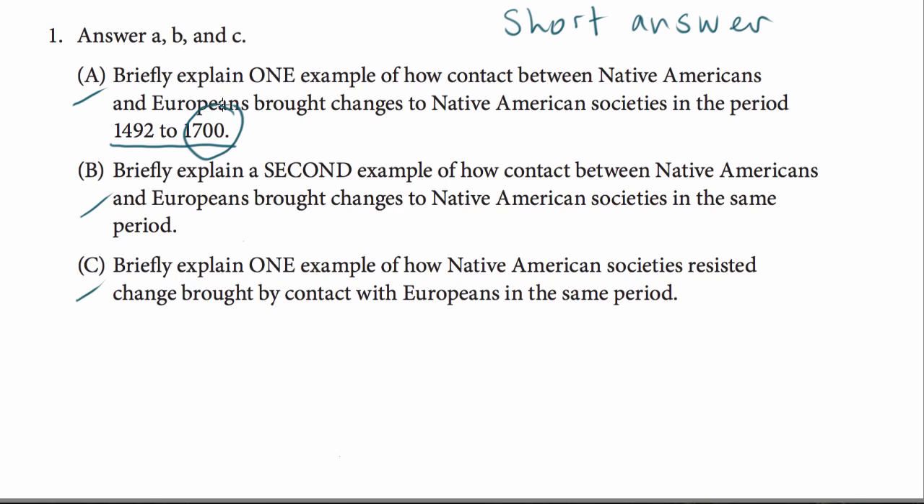B. Briefly explain a second example of how contact between Native Americans and Europeans brought changes to Native American societies in the same period. And C, briefly explain one example of how Native American societies resisted change brought by contact with Europeans in the same period. All right, so basically what we're being asked here is to give 2 examples of change and 1 example of resistance to that change.